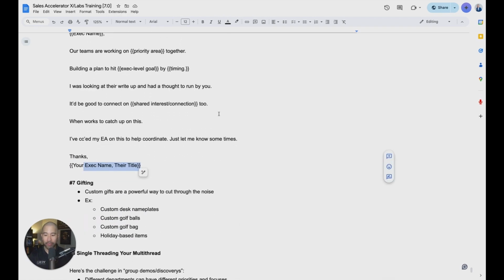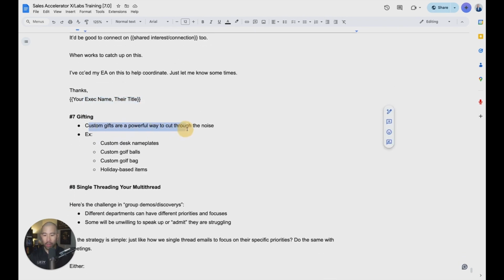So, number 7, gifting. Custom gifts are a really powerful way to cut through the noise. As part of the process and all throughout, you can do it on Etsy, very easy. You can look at custom desk nameplates. I've done custom golf bags, golf balls, holiday-based items. Some of you might say the main address is easy, but maybe they work from home. You can get a subscription to White Pages. I'm not endorsing them, but there are many subscriptions out there. You can find people's email addresses or home addresses relatively easily, especially in today's time. It's not that hard anymore.